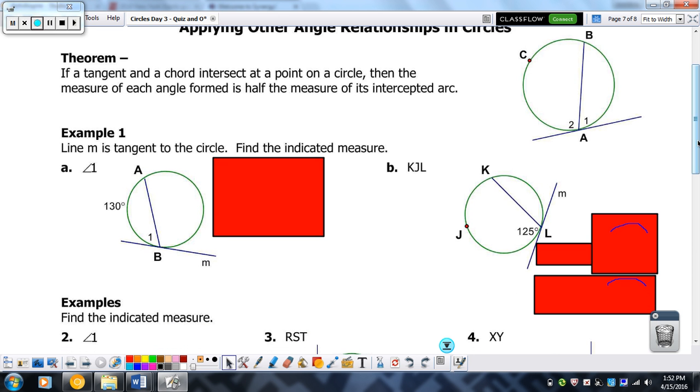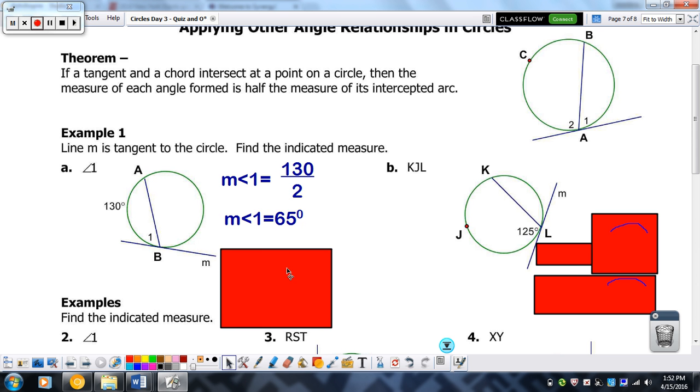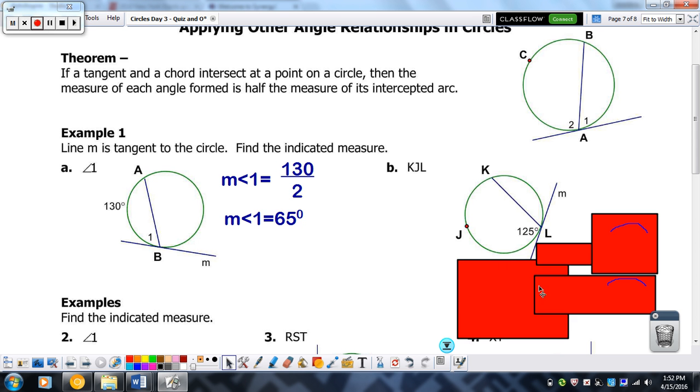So if we look at an example here, like in number 1, we have a circle. We have arc AB, which we can see is 130 degrees, and arc AB is intercepted by angle 1. So following the theorem, that means that the measure of angle 1 must be half of the measure of the arc. So the measure of angle 1 is 130 divided by 2. And 130 divided by 2 is, of course, 65. So the measure of angle 1 is 65 degrees.